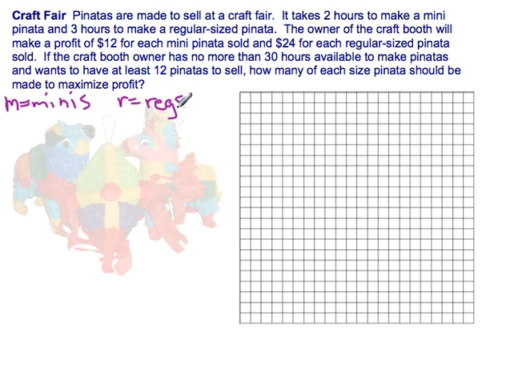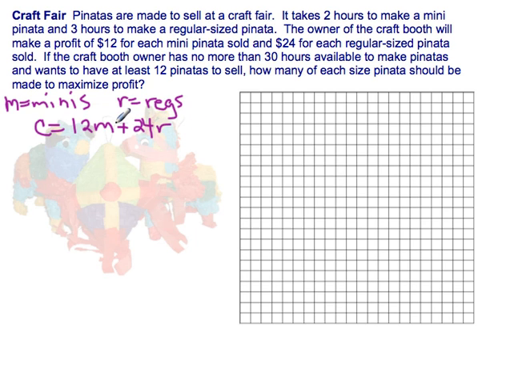Okay, my regs. All right. Now my objective function is going to be C equals... how do we want to maximize profit? Well, if it's $12 for a mini piñata, I would have to take $12 times my minis plus $24 for my regular size piñatas. Okay, that's the profit.